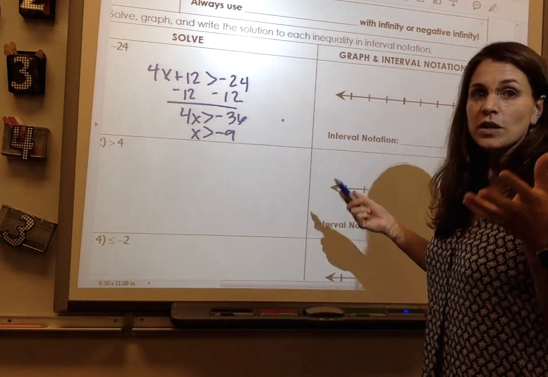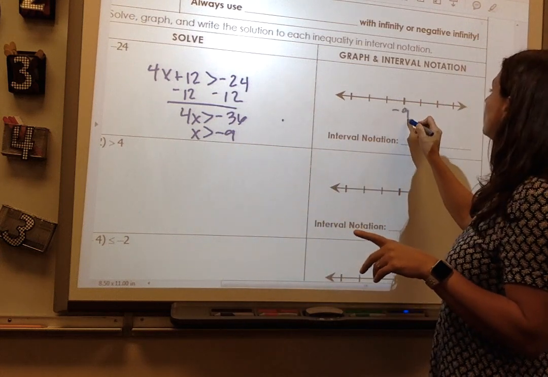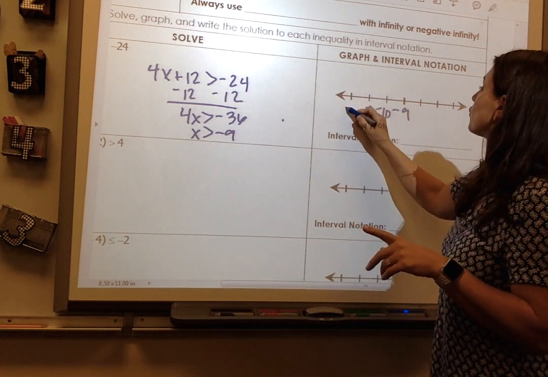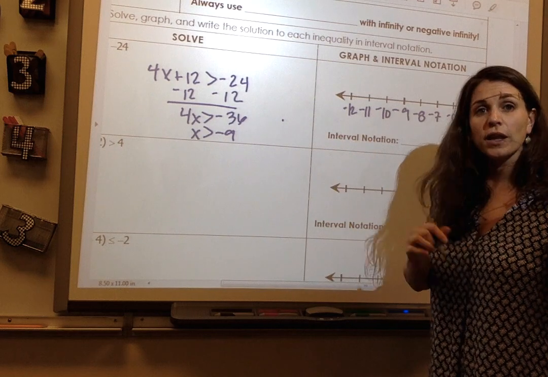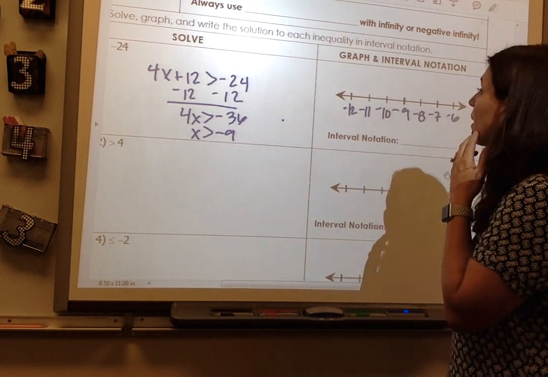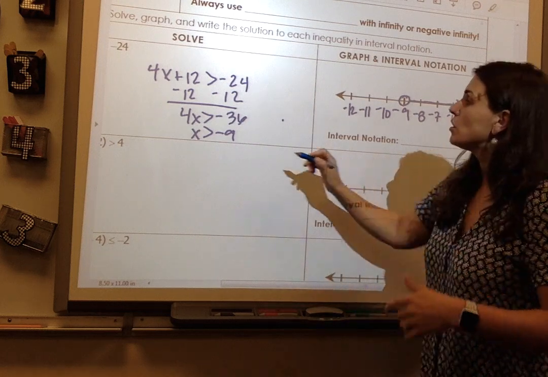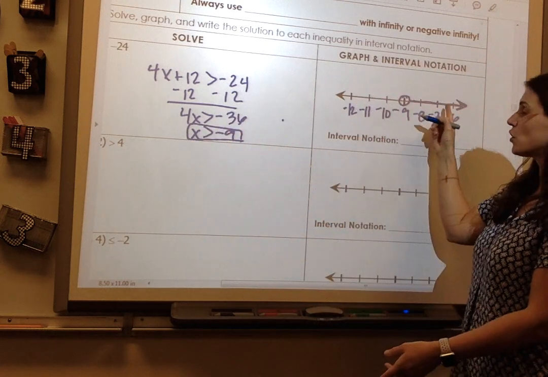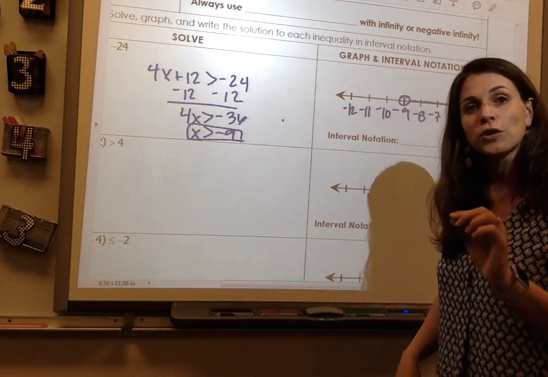Here are a couple things we need to know like we did last unit. Your target number, which is negative 9, starts in the middle, and then you have integers to the left and integers to the right. So that's how we fill in our graph. I know it's going to be an open circle, and I know I shade to the right. So here's my inequality. Here's my graph. That's what you've done. What is different is interval notation.